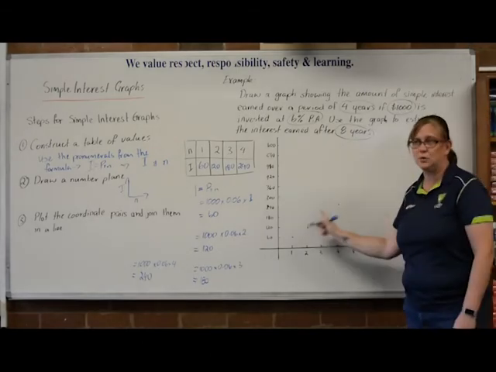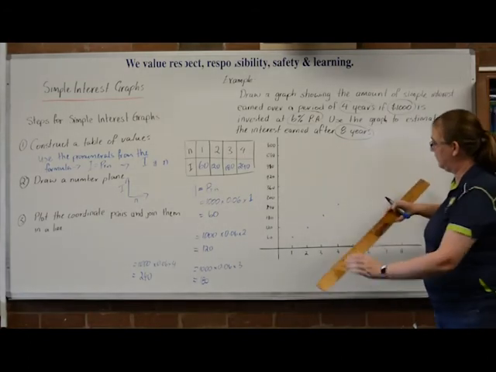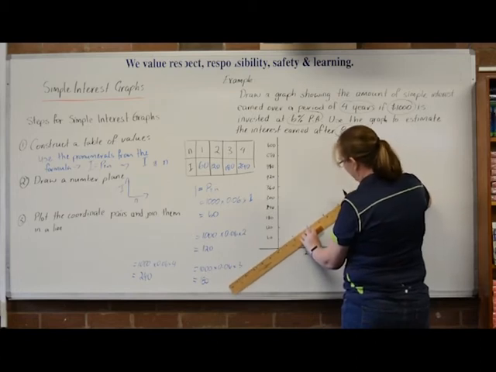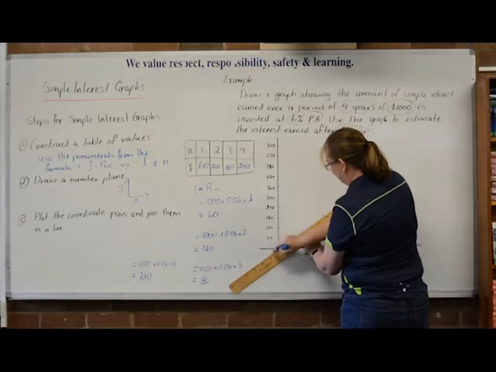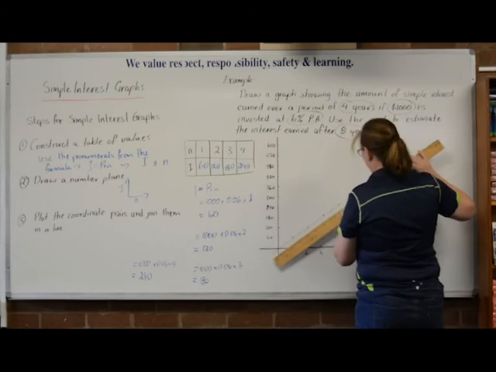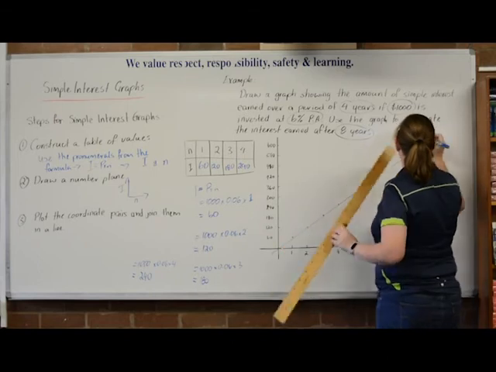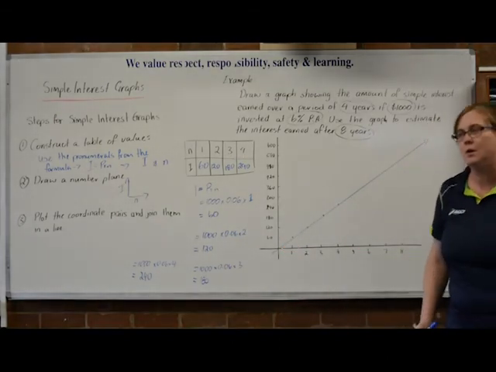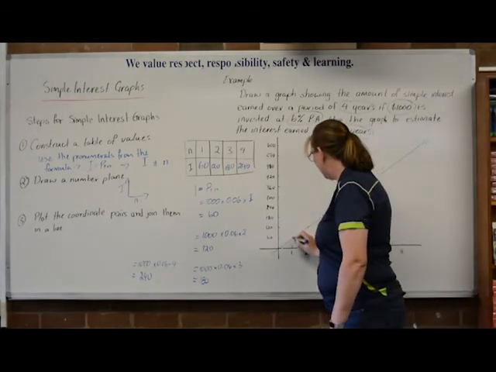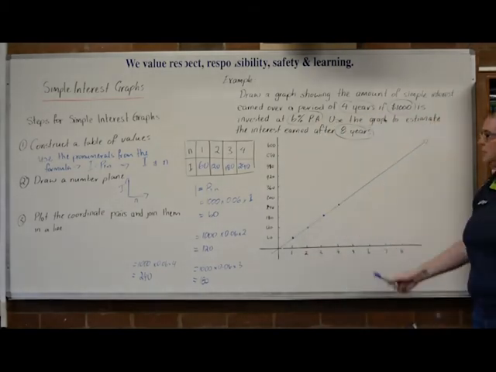We really only need 2. But that's all the dots we need, because if we've done it properly and we've used a ruler, we should be able to draw a nice straight line. Mine's going to be a little bit wonky. It should be a fairly straight line going all the way up. So that's what our graph should look like.